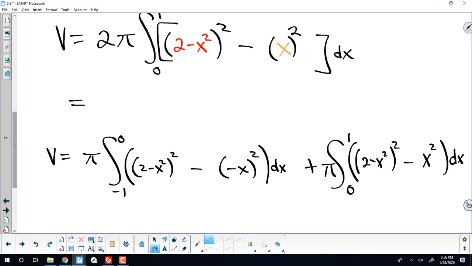I'm just going to, again, write the answer down. They're just powers of x, so I don't want to spend a lot of time doing these things. Sort of tedious, but 76 pi over 15 for that one.